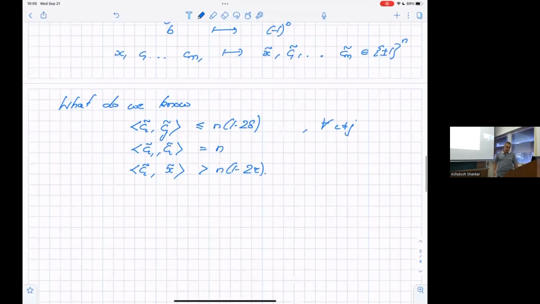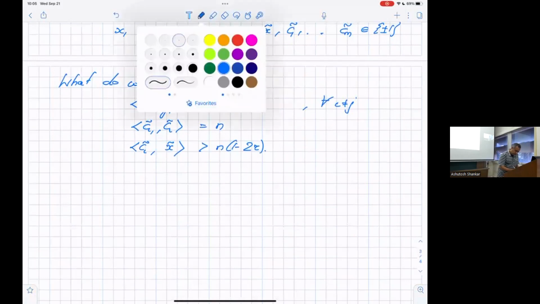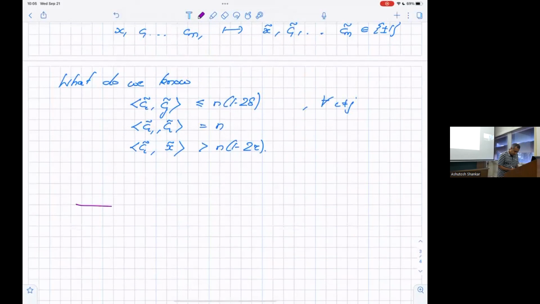Okay. So if you look at it geometrically, what's happening in this proof? You have this vector x tilde, and you're claiming that all the code words, all the Ci tildes, are sort of close to it.